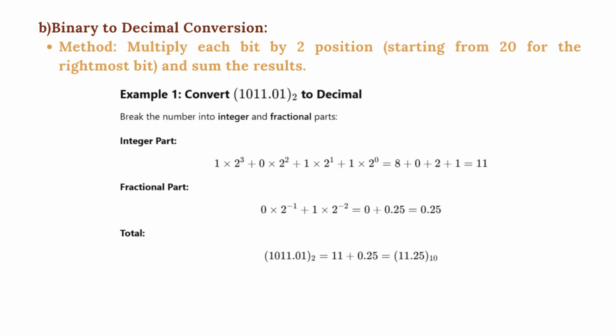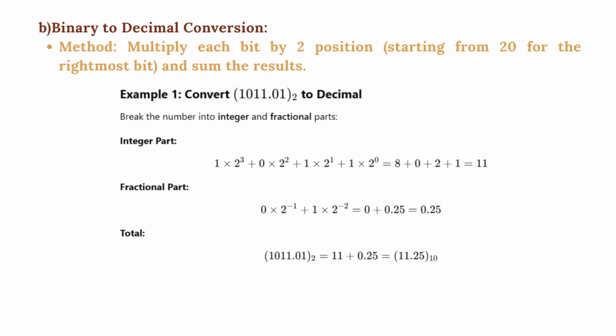The next conversion is binary to decimal conversion. Multiply each bit by 2 to the position power, starting from 2^0 for the rightmost bit, and sum the results. For example, we need to convert 1011.01 in base 2 to decimal. Break the number into integer and fractional parts.